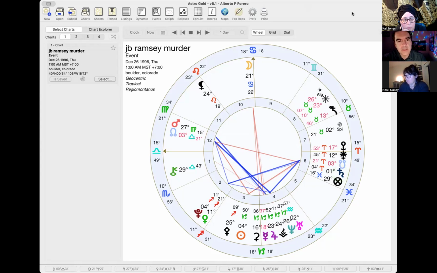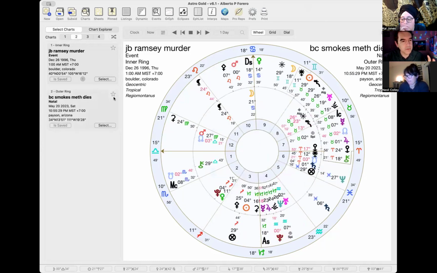Does anybody want to see her natal chart in a biwheel? Yes, please. I was going to say that. Okay, because I'm sure there's even more that will come out here.